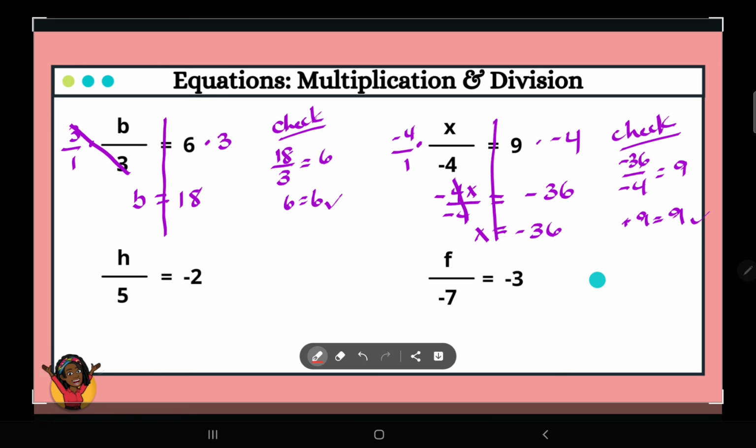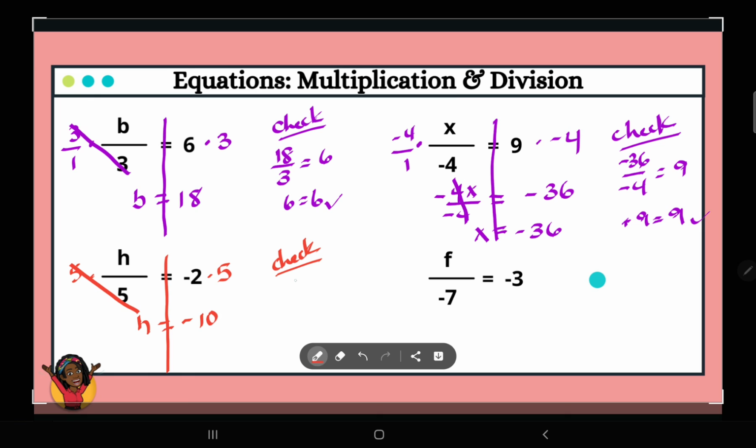H divided by 5 is equal to negative 2. So here I'm going to multiply both sides by 5. Those 5's cancel out, they become 1. Now I have h is equal to negative 2 times 5. I have different signs, so my answer is going to be negative. 2 times 5 is 10. So h is equal to negative 10.